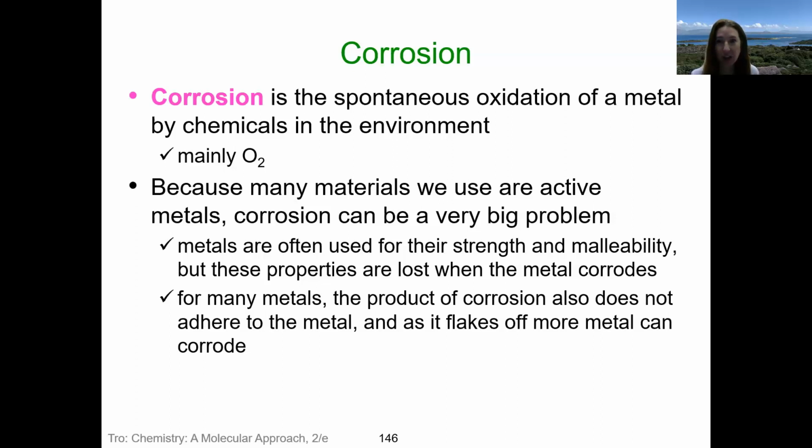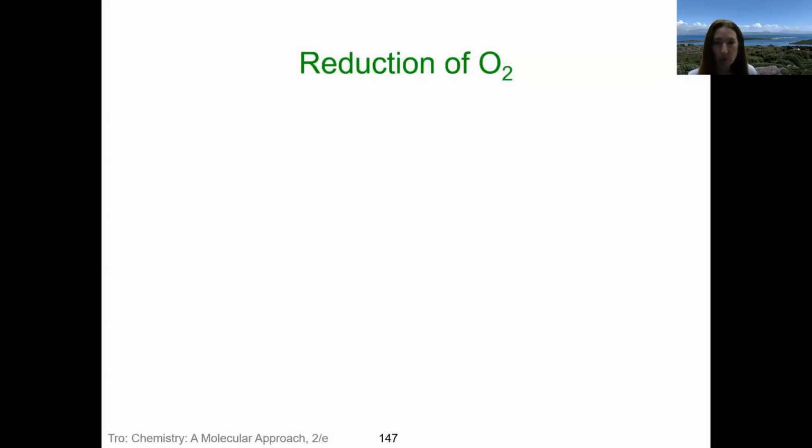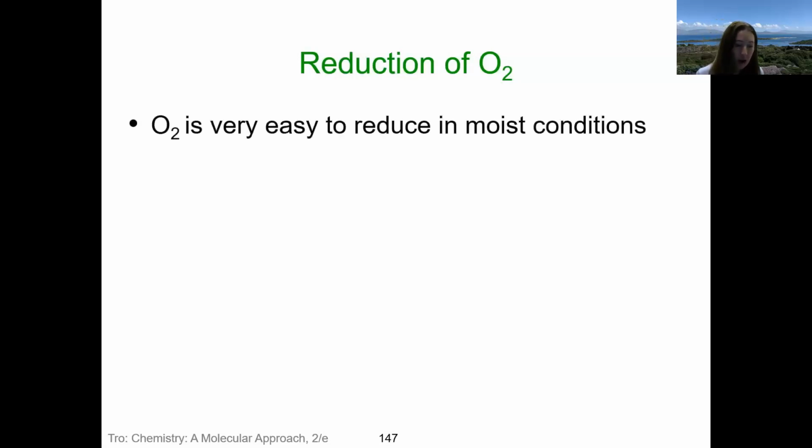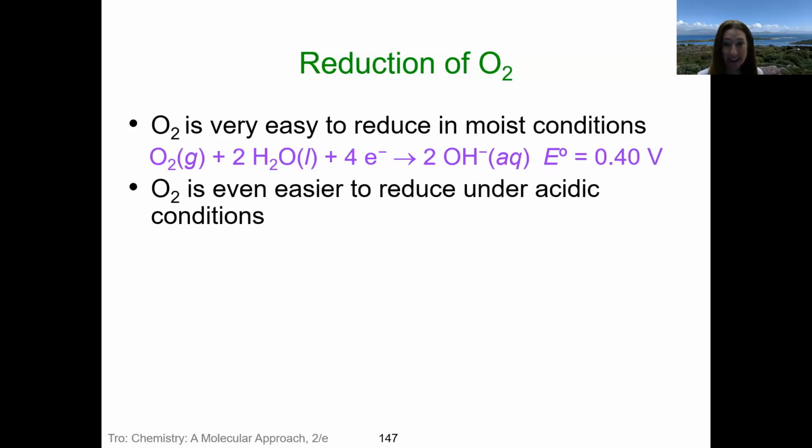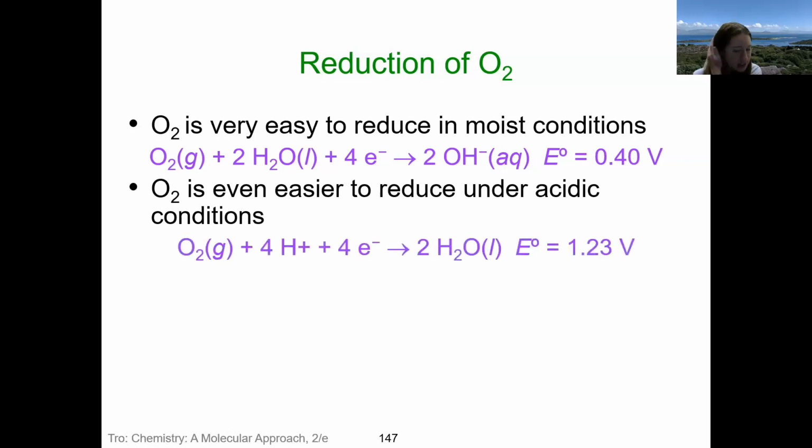So we're actually going to look at a couple different metals. Okay, so oxygen is going to be doing the oxidations, right? Oxygen is very easy to reduce in moist conditions. So our oxygen is going to be our oxidizing agent. So here's oxygen, give it a little bit of water, and it undergoes reduction spontaneously. You add a little acid to it, it's even more spontaneous. So you can see plus 0.4, 1.23, that this is definitely a big happy reaction here.